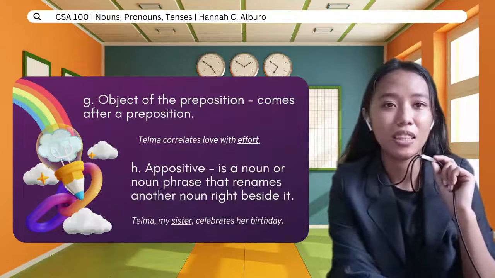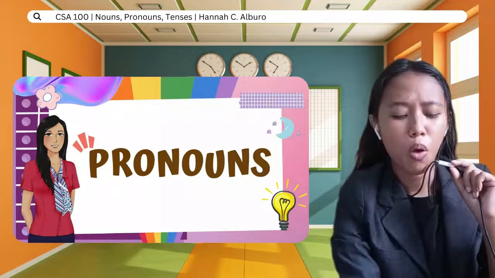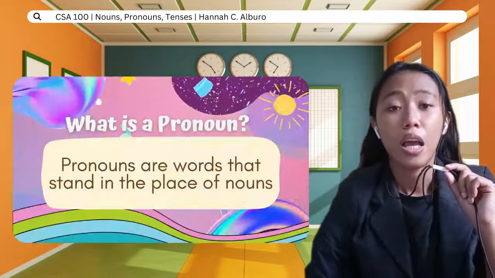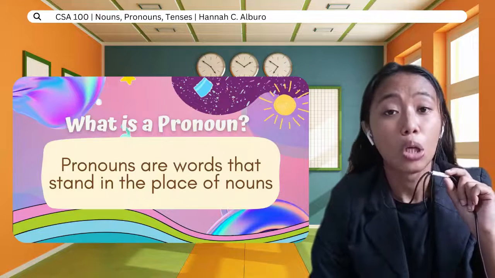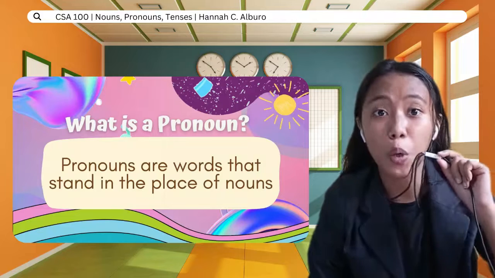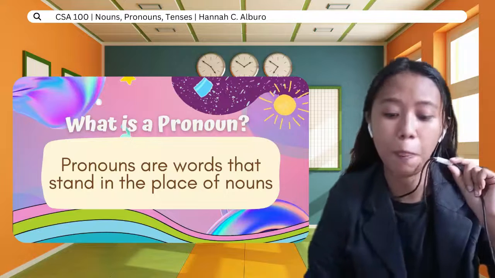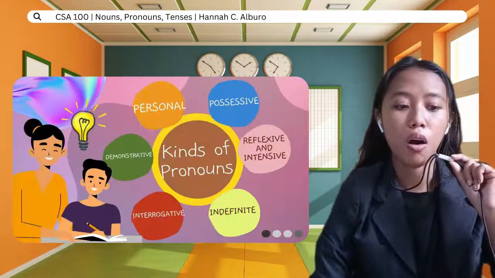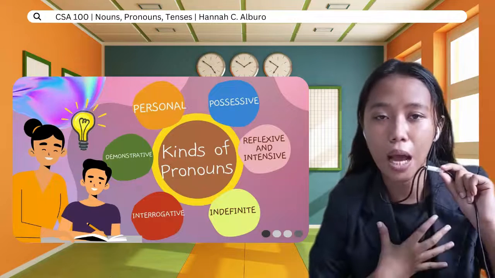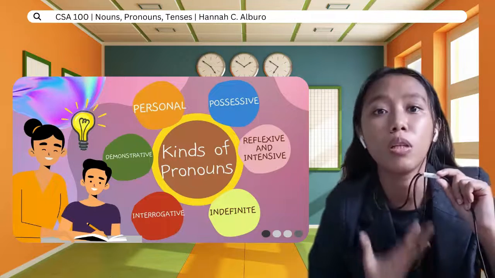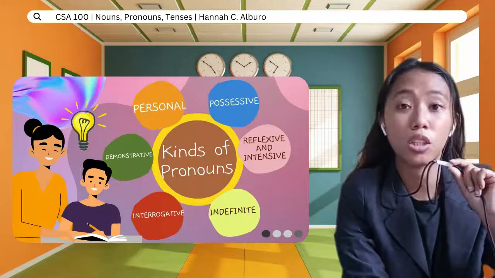So that is appositive. Okay, now let us move on to the pronouns. What is a pronoun? Pronouns are words that stand in the place of nouns. In short, these are the words that substitute for and replace the noun. There are six kinds of pronouns that I will be tackling, but I will only be discussing them very briefly, just some sort of introduction.